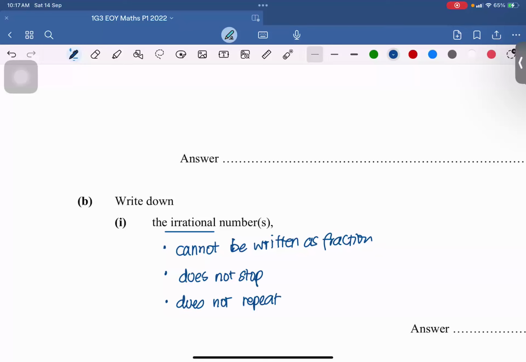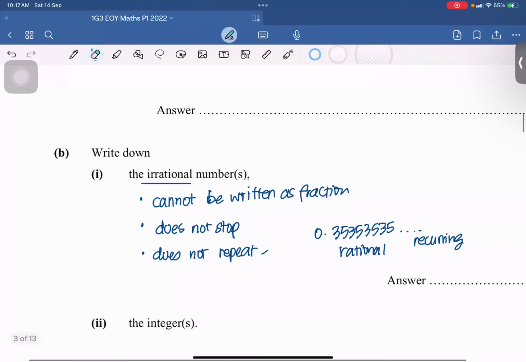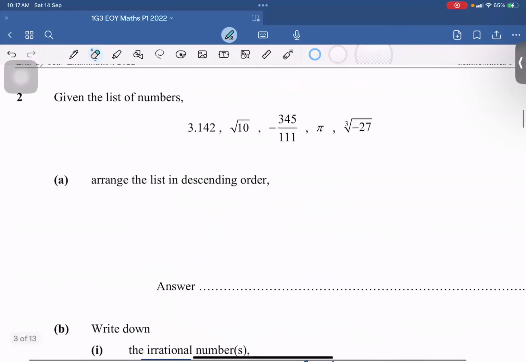For numbers that do not stop, for example 0.353535 continuing, but it repeats, these are rational numbers because they repeat. These are called recurring numbers. So this is a rational number, not irrational. So in this case, what are the irrational numbers? The irrational numbers will most likely be square root 10. Square root of 10 is a number that doesn't end and does not repeat.